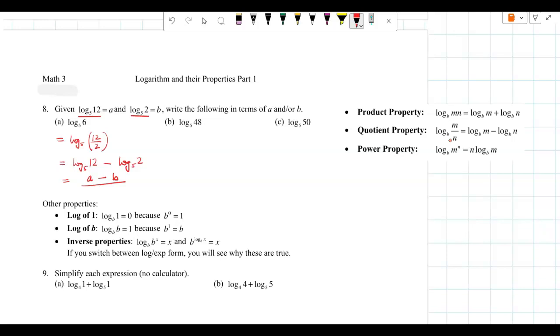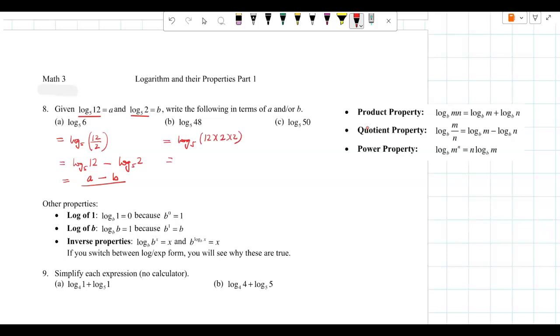Easy, but lot of things. First you have to relate this with the given numbers, then you use the rules of logs, and then you substitute. I thought this was much more complex because I was absent and didn't do the lesson properly. 48, how will you try to write 48 in terms of this? 12 times 2 times 2. Very good.